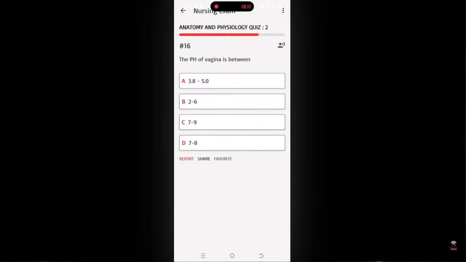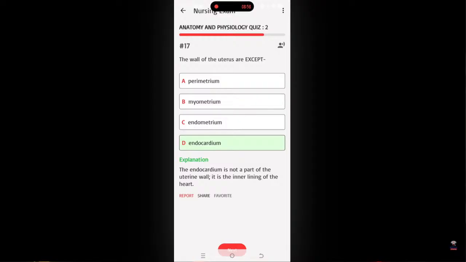The pH of the vagina is between A. 3.8 to 5.0. B. 2 to 6. Correct answer is A. The normal vaginal pH ranges between 3.8 and 5.0, which is moderately acidic. The walls of the uterus are all of the following except A. Perimetrium. B. Myometrium. C. Endometrium. D. Endocardium. Correct answer. The endocardium is not a part of the uterine wall, it is the inner lining of the heart.